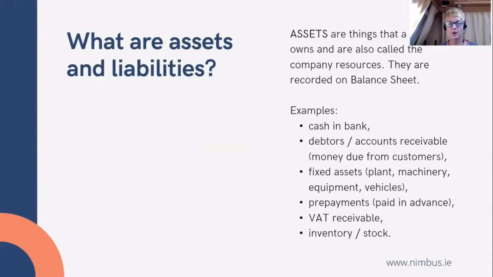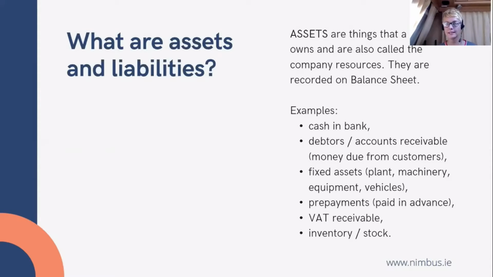Let's talk a little bit more about assets, liabilities, equity, and so on. To give you a better understanding, most probably you have heard the terms assets and liabilities, so you have a feeling what this means. But to put it properly as a definition, assets are things that a company owns. They are the company's property, and they are also called the company resources. Assets are recorded on the balance sheet statement. This is an important thing to remember. Assets are part of the balance sheet, not a profit and loss.